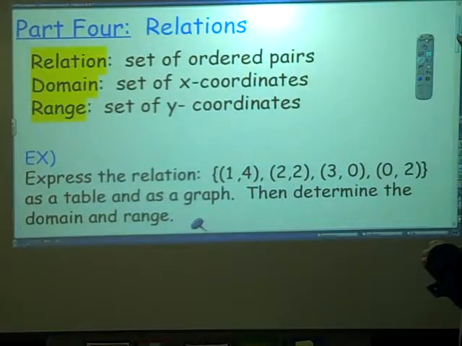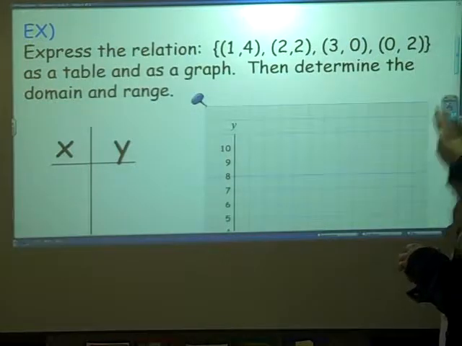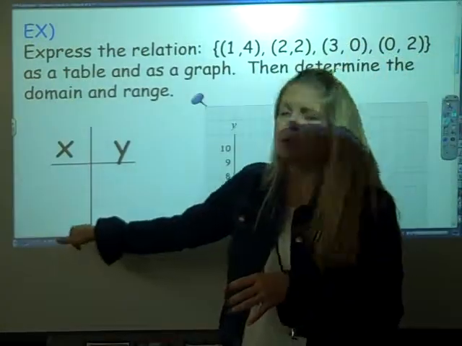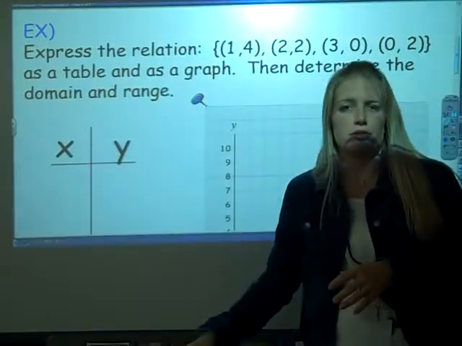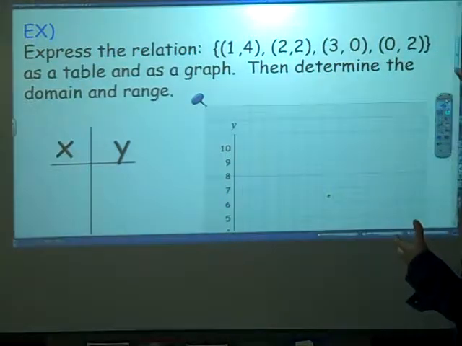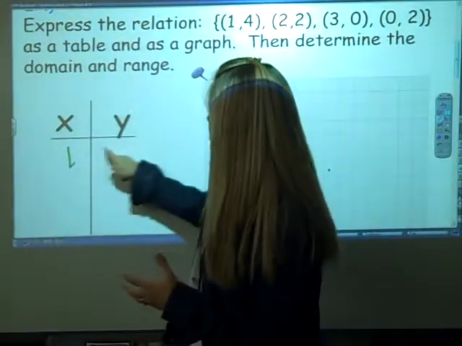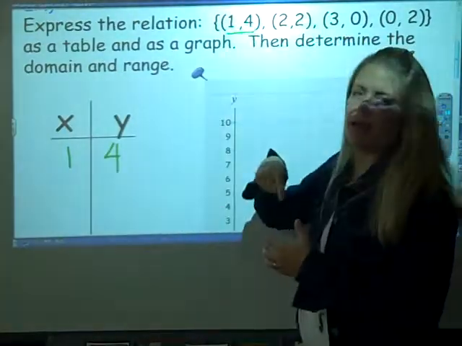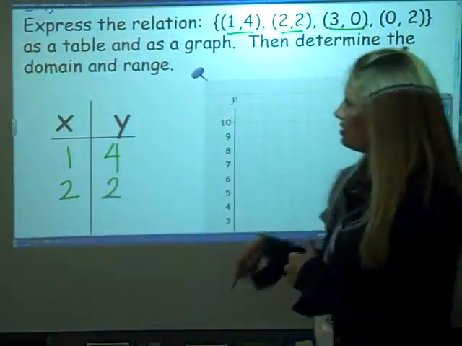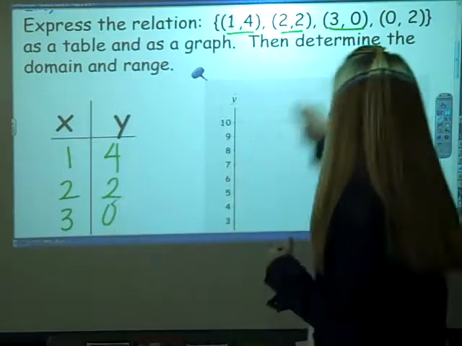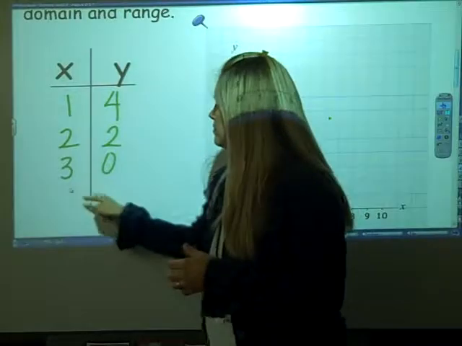Then what I'm doing is I'm giving you a relation. Here's a bunch of ordered pairs. I want you to put those in a table. Then I want you to graph them. And then I want you to tell me the domain and range. Okay, so let's take them and put them in a table. X is 1, y is 4. Next one is 2, 2. X is 2, y is 2. 3, 0. X is 3, y is 0. 0, 2. X is 0, y is 2.